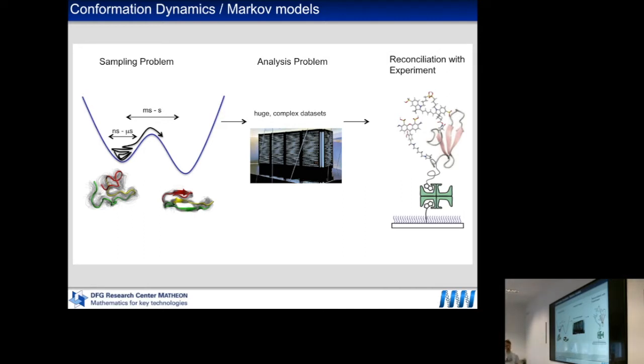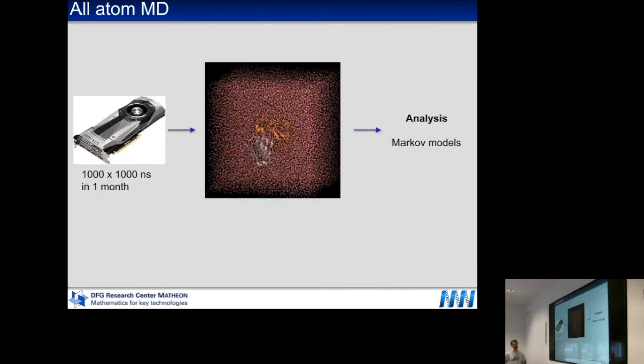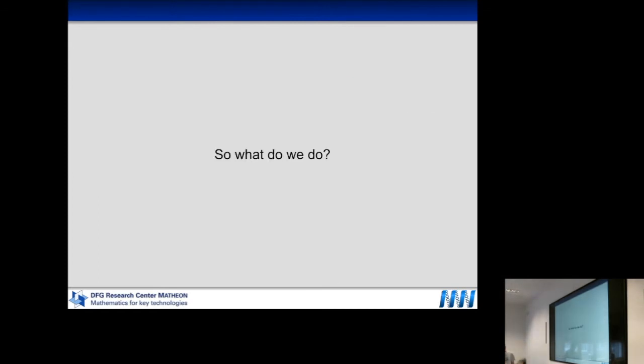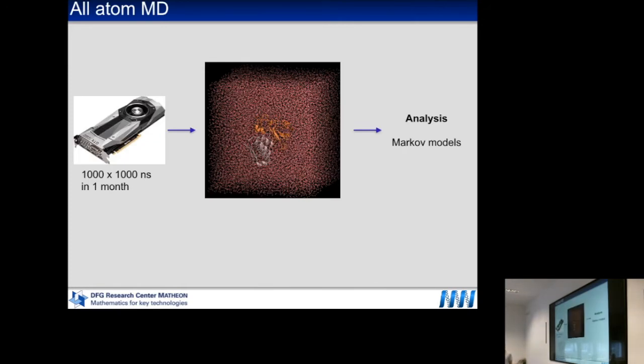So we need a way to somehow reweight our results and adapt them to experimental data, if we have an experiment that we can trust, which is again not trivial either. All right, so let's start with the sampling problem.